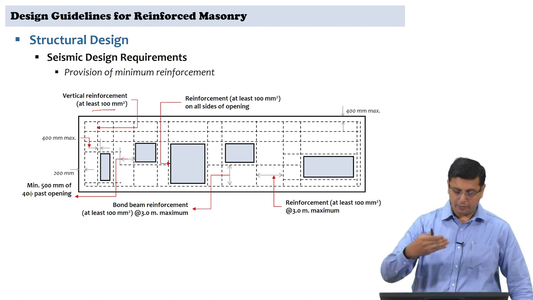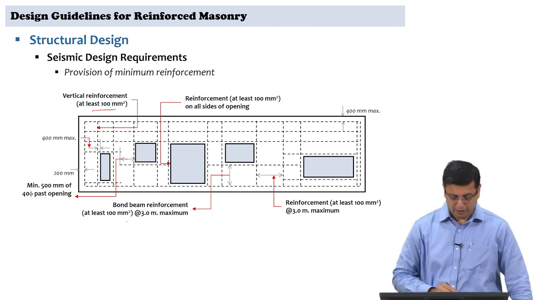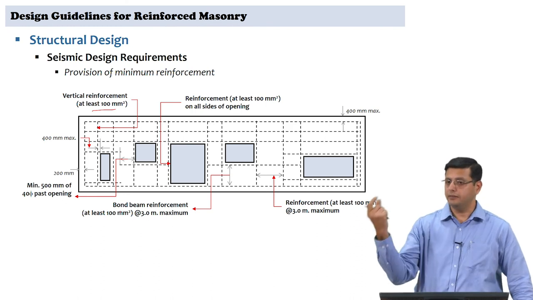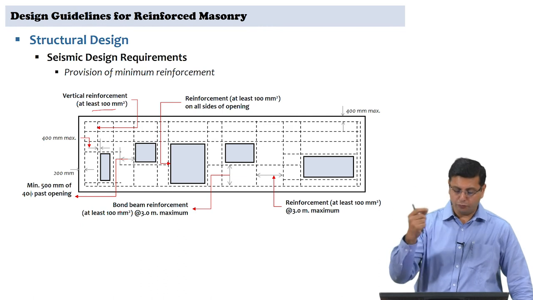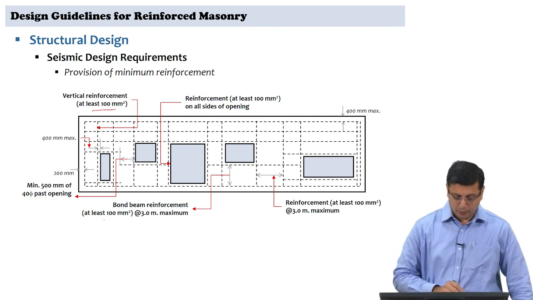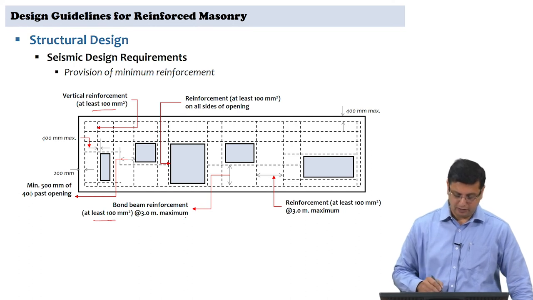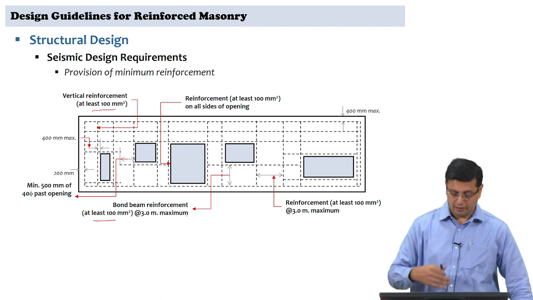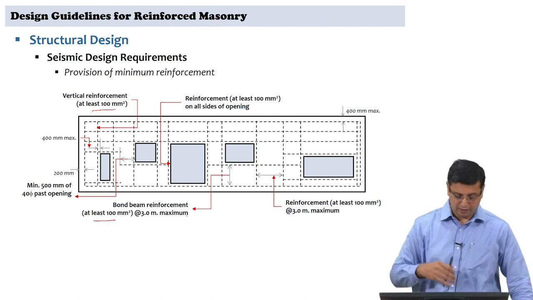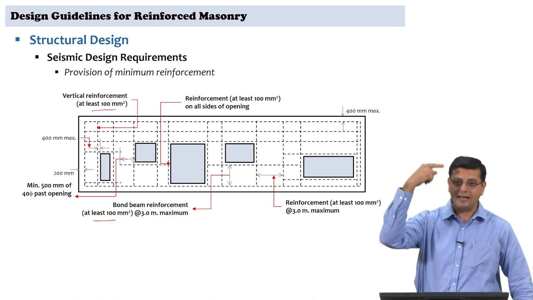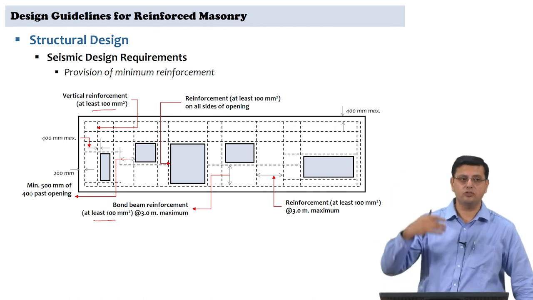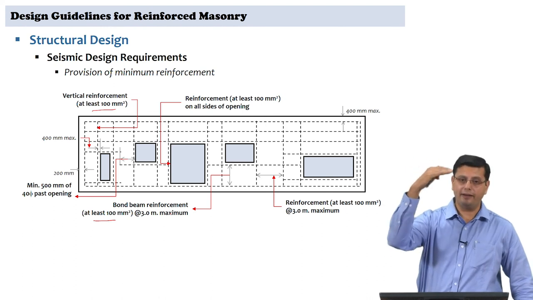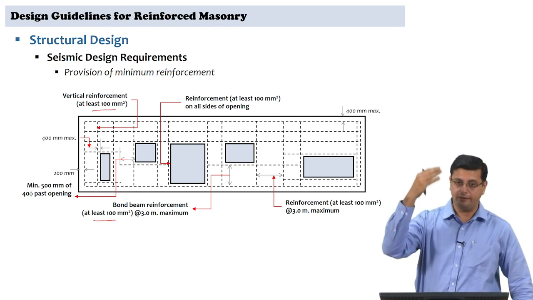So, at the top and the bottom of the wall, a minimum requirement is that you have bond beam reinforcement. So, you have the lintel band and the roof band or the plinth band, where the steel reinforcement is at least 100 millimeters square, and the spacing between these is at least 3 meters apart. So, if you give 100 millimeter bond beam reinforcement, then the spacing is about 3 meters, which means if your interstory height is about 3 meters, you must at least have a roof band and a plinth band.